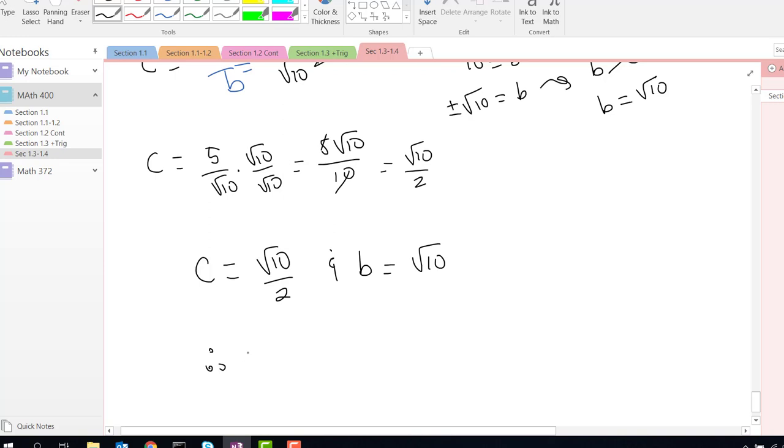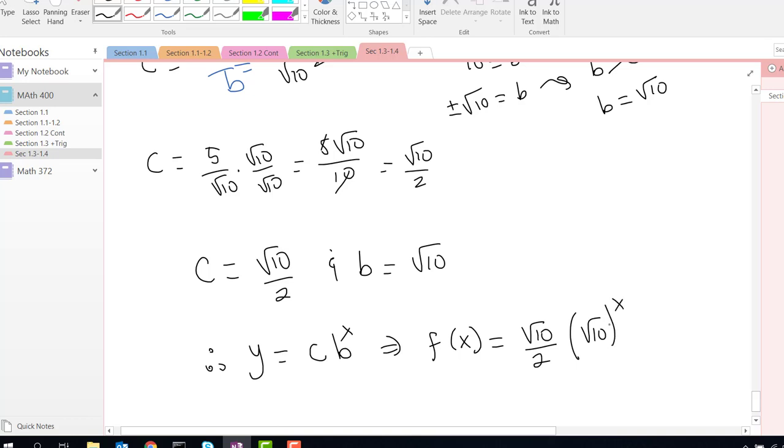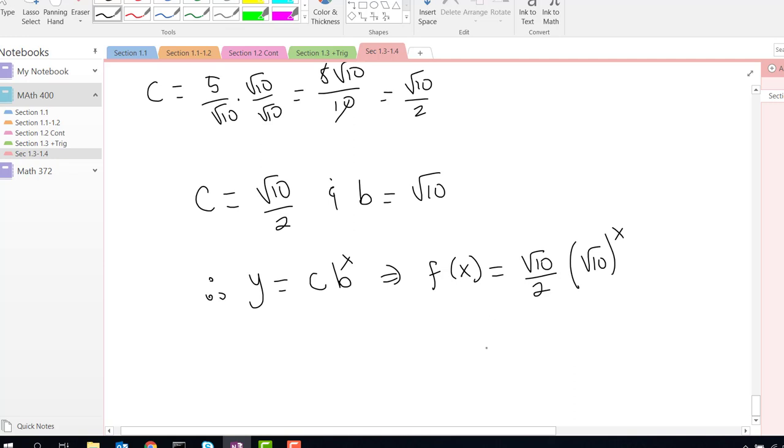So therefore, our equation y equals c b to the x would be, and we can write it in function notation if we prefer, f of x equals c, which was the square root of 10 over 2, times b, the square root of 10, to the x. Now you can get a little bit more creative with this particular one just because of the radicals. So I can say the square root of 10 over 2 times 10 to the 1/2 x. And that will be the equation.